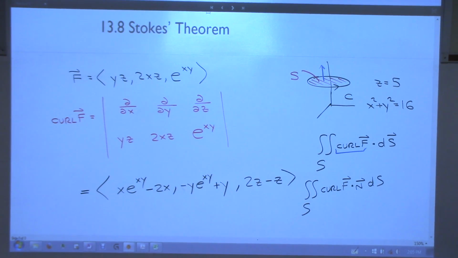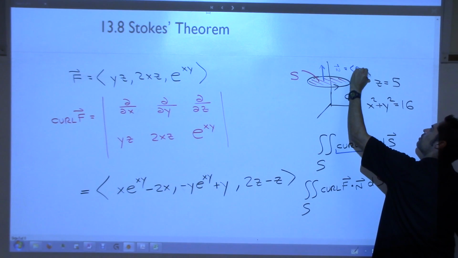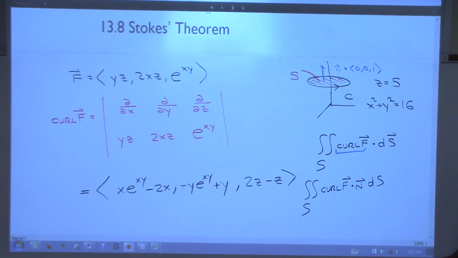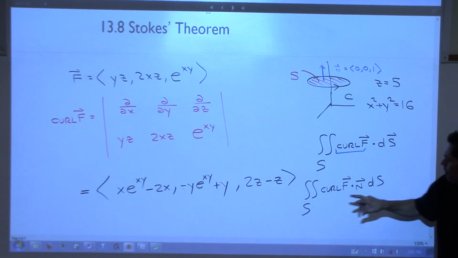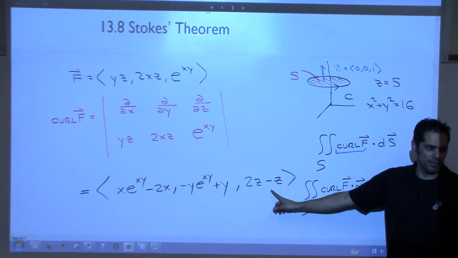So what is the normal vector we said? The normal vector is the vector (0, 0, 1), which is k hat, if you like. Now dot the curl with n, and you just get this, which was just z, wasn't it?